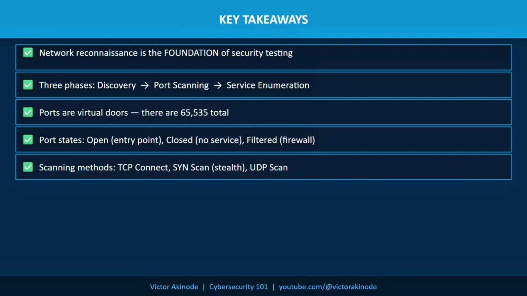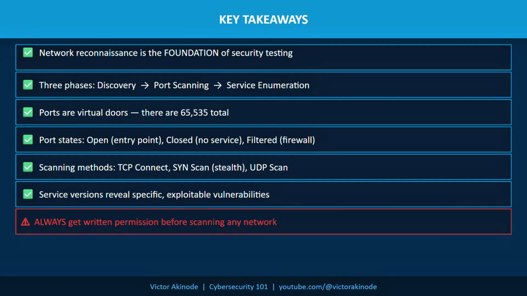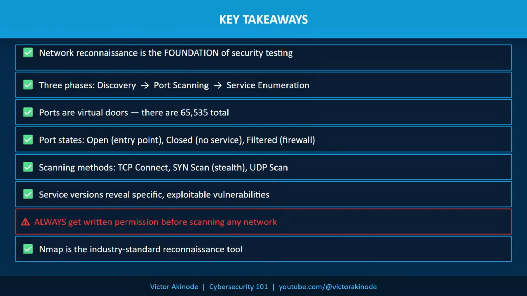Also, scanning methods include TCP Connect, SYN scan, which is stealth, and UDP scan. We also considered service versions, and we saw that they reveal specific exploitable vulnerabilities, and we mentioned to always get written permission before scanning any network. And lastly, Nmap is the industry standard reconnaissance tool.